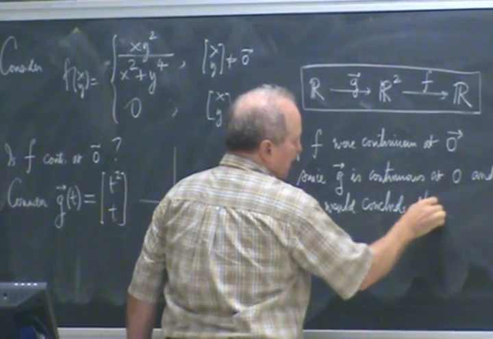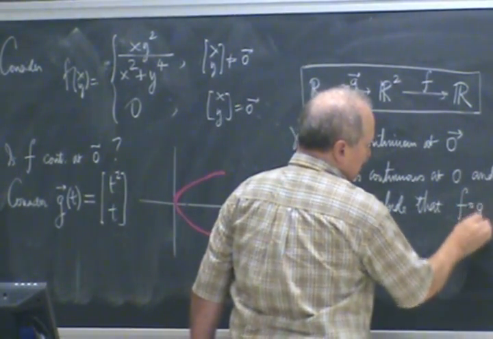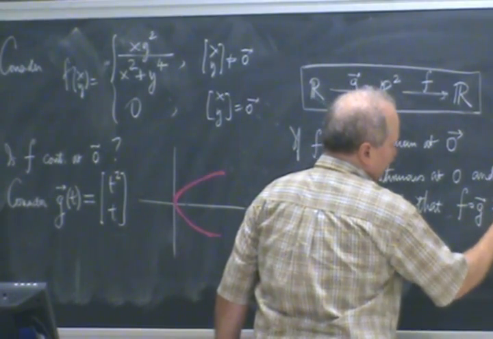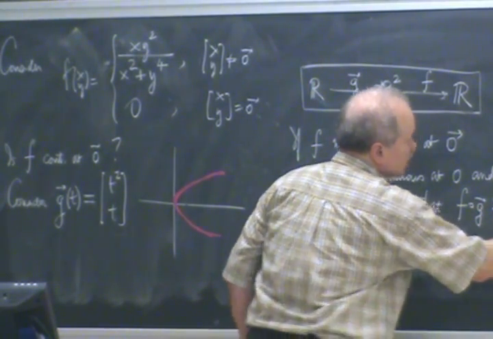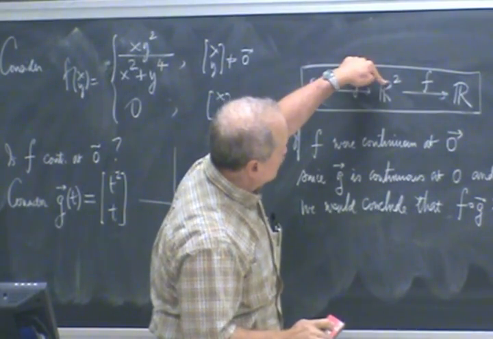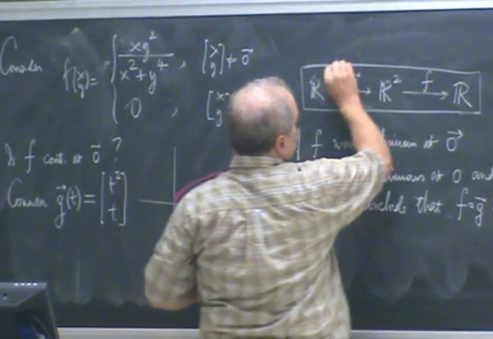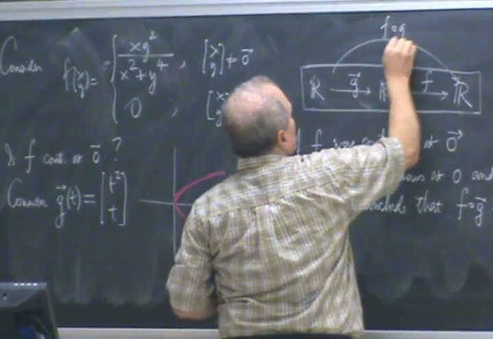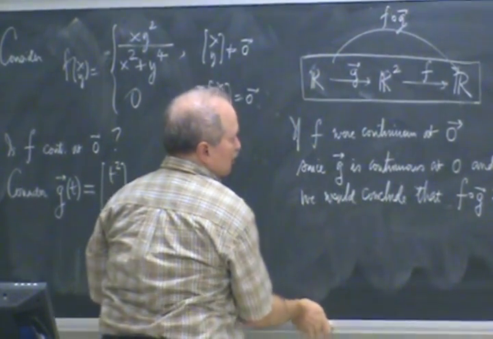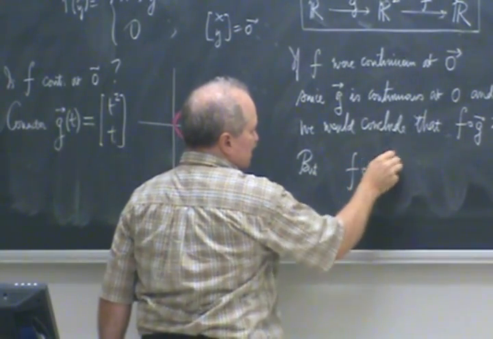that what about f∘g? The f∘g is continuous at 0. Right? That's what we just did here. 0 goes to the origin. If f were continuous there, then f∘g would be continuous. All right, well, tell me what f∘g is. What's f∘g of t?